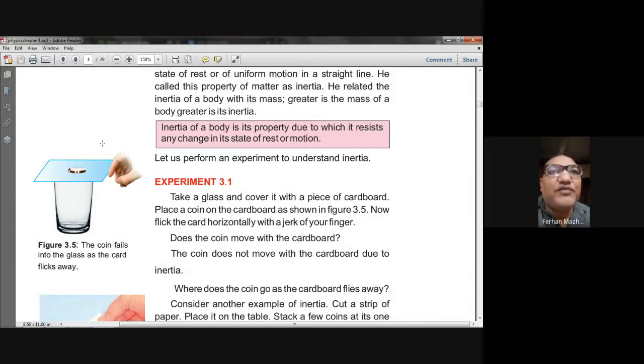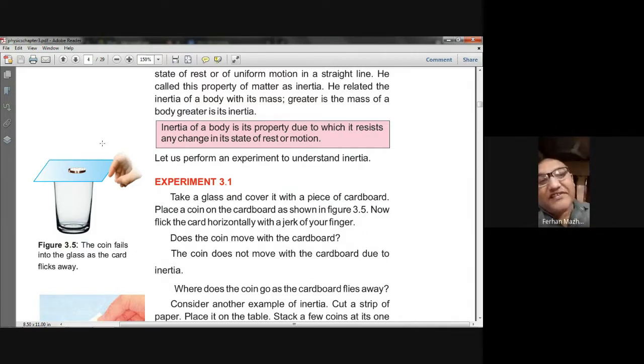As the car started moving, your body says, I don't want to move. So you are pushed backward. You feel a jerk in the backward direction. Another good example is, your car is going at a constant speed, let's say 50 kilometers per hour, and all of a sudden you apply the brakes. The car will suddenly stop, but your body will say, I will not stop, I will continue my motion. So your body moves forward. The car stops, but your body moves forward. That's why you collide with the windscreen or the dashboard.